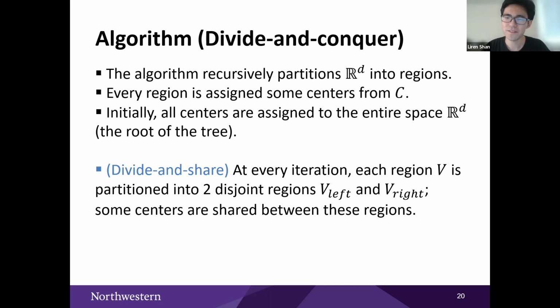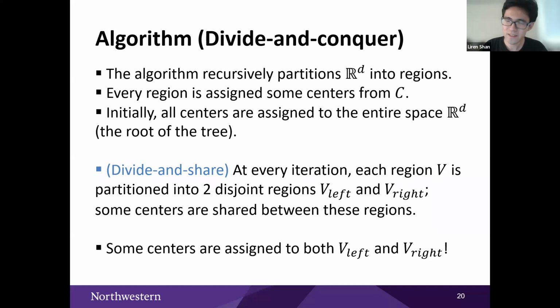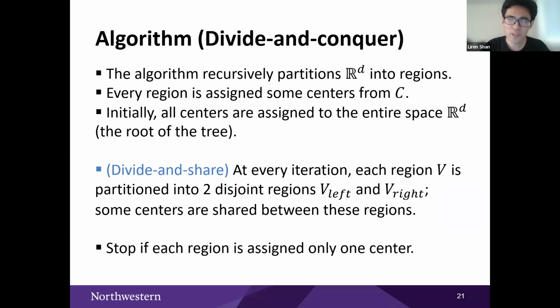At every iteration, each region V is partitioned into 2 disjoint regions, V left and V right. Each data point is assigned to the region that contains this data point, while when we assign centers to these regions, some centers are shared between these regions, which means some centers are assigned to both V left and V right. Our algorithm stops if each region is assigned only 1 center.